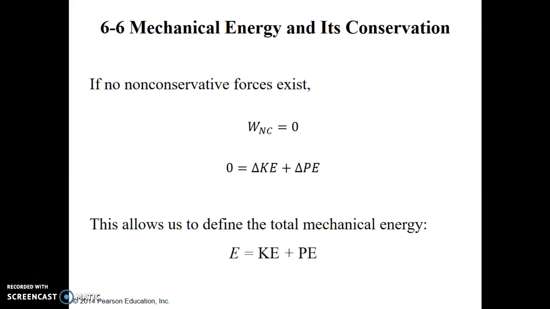Now let's define mechanical energy to be the sum of kinetic and potential energies at some given point. So let's say that an object moves from point A to point B. Look at the kinetic energy at point A and the potential energy at point A. Add those two together. That will be your total mechanical energy at point A.